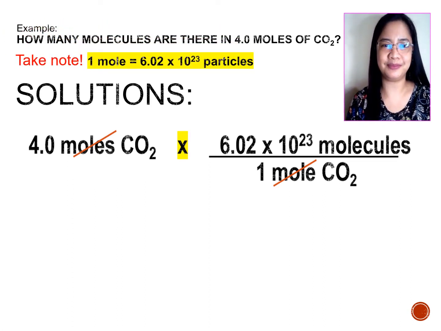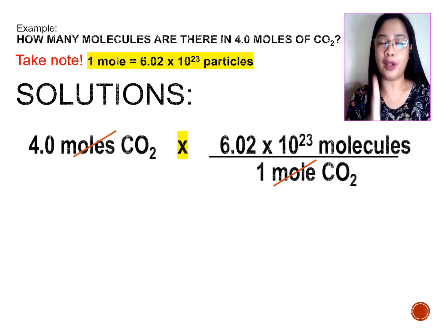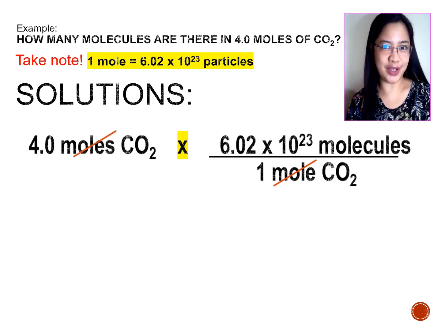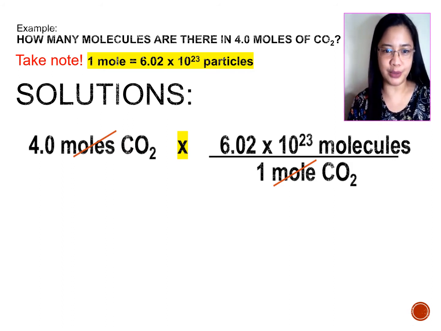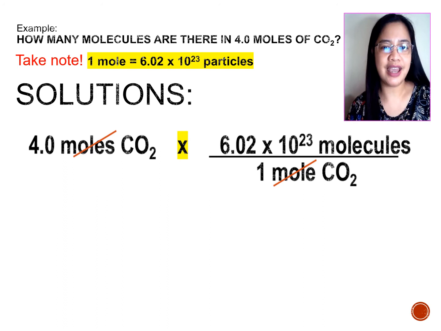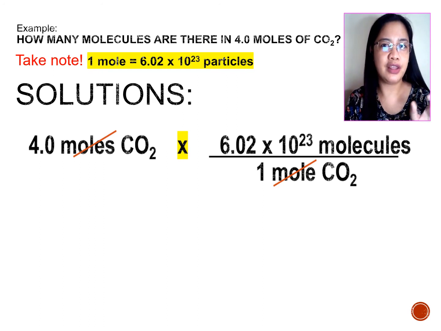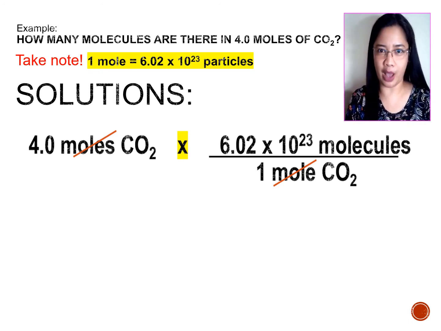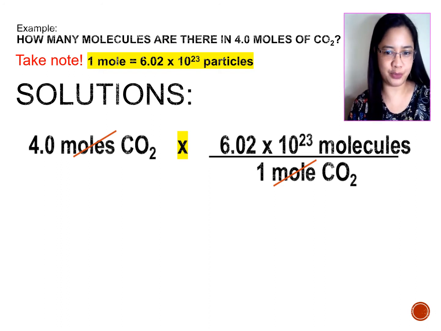Okay, solution. So we have here 4.0 moles of carbon dioxide multiplied by 6.02 times 10 to the 23rd molecules over 1 mole of carbon dioxide. Take note that in every 1 mole of any atom, any compound or molecules, any formula unit, any particles is equivalent to 6.02 times 10 to the 23rd. Now, if you can notice, we are using now the unit molecule since that is our unknown for this problem.